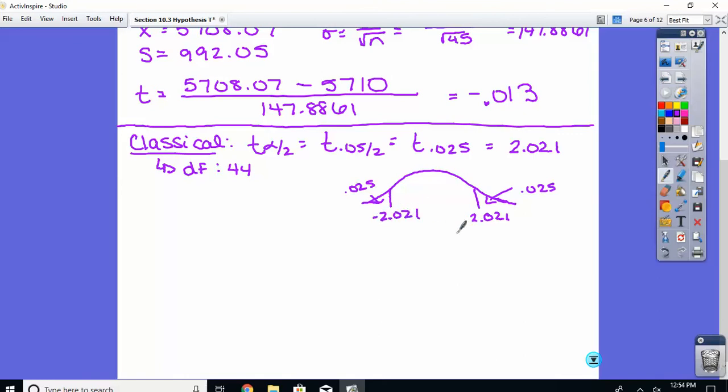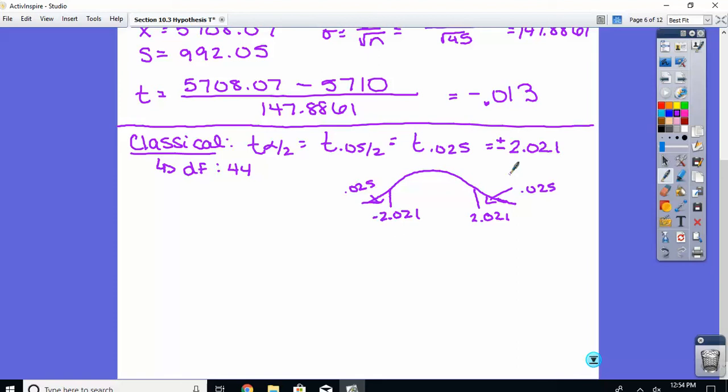Okay, so here's the downfall of the classical approach. You can't just read the T from the table and be done. You have to think about, am I talking about the positive, the negative, or in this scenario, both, because I have two tails. So we need both the positive and the negative here.